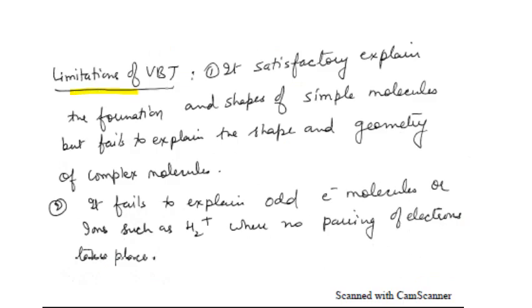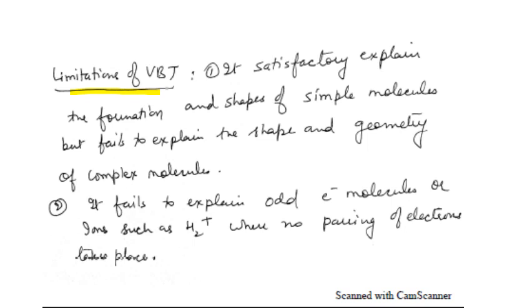As we have seen, the VBT explains covalent bonding by saying that atomic orbitals come close to one another and overlap, and the overlapping can be head-to-head or sidewise, forming a concentrated electron cloud between the nuclei and forming the bond. So there are certain limitations of the theory, which can be easily understood here.